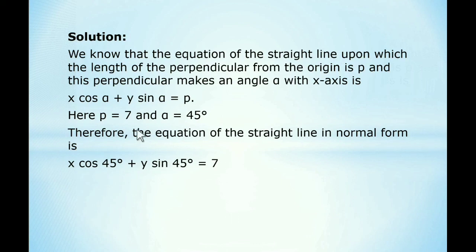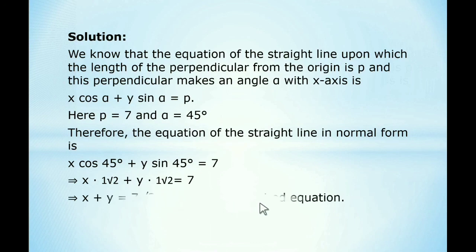Now look at this, cos 45 and sin 45 have the same value, which is 1 over root 2. So x times 1 over root 2 plus y times 1 over root 2 equal to 7. Now multiply by root 2. This becomes x plus y equal to 7 root 2, which is the required equation of the straight line.